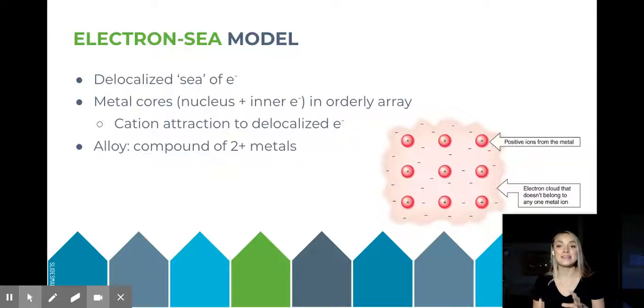We can see this sea of electrons phenomenon with alloys, or metal compounds of two or more different types of metals.